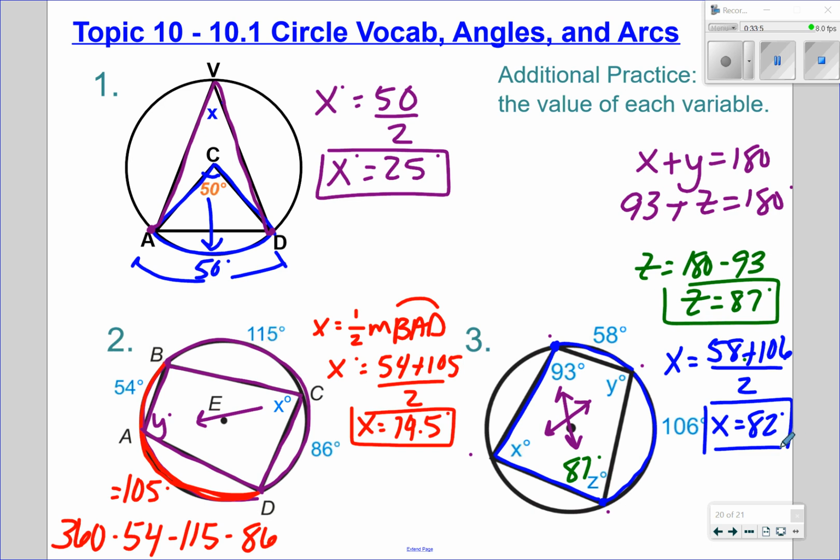Finally, for y, we know that x plus y was equal to 180. We already said that up here. So y would equal 180 minus 82, so y would be 98.